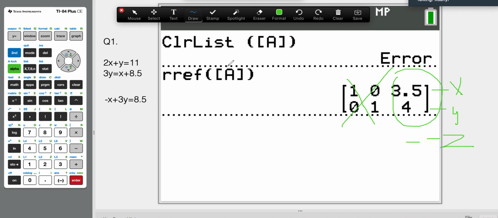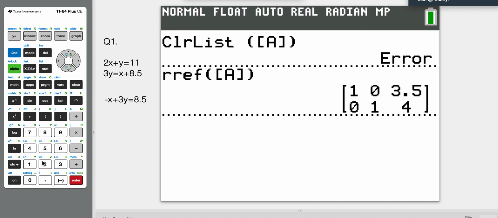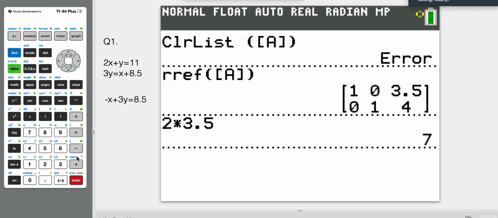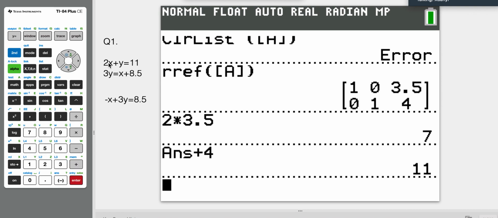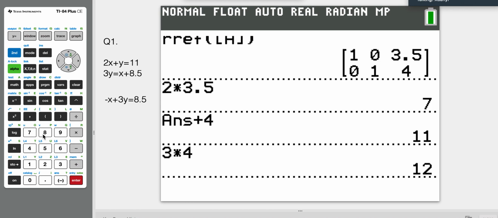Now let's check whether it works. This is 3.5 and 4. Let's continue our calculation. Our first equation is 2 times x, and x is 3.5. 2 times 3.5 equals 7. 7 plus y, which is 4, equals 11. So our first equation works. Our second equation is 3y equals x plus 8.5. So 3y is 3 times 4, which is 12, and x plus 8.5 is 8.5 plus 3.5, which is 12. Boom.